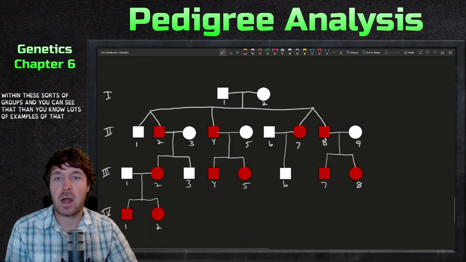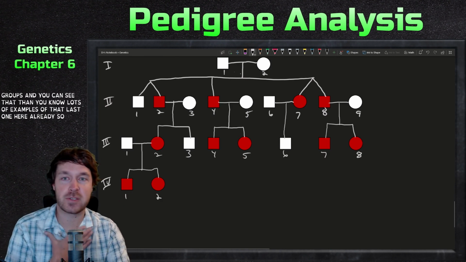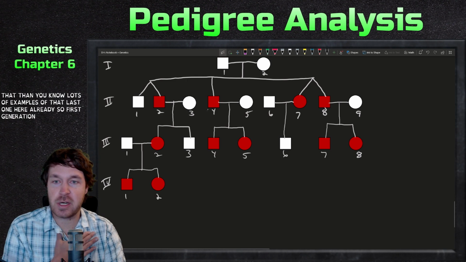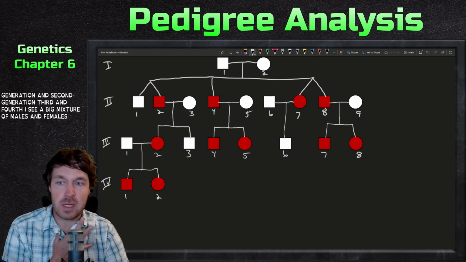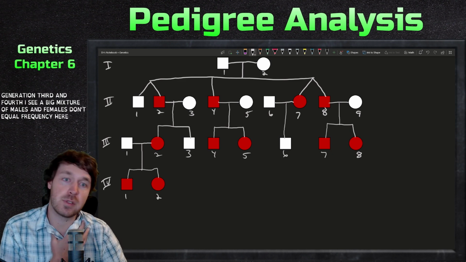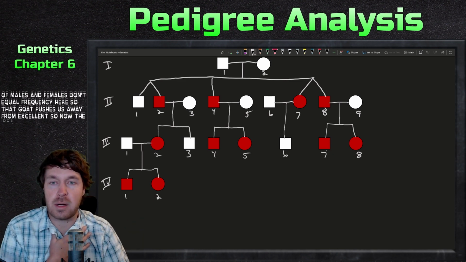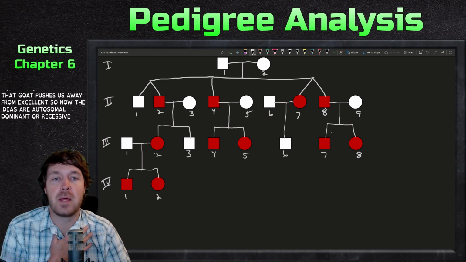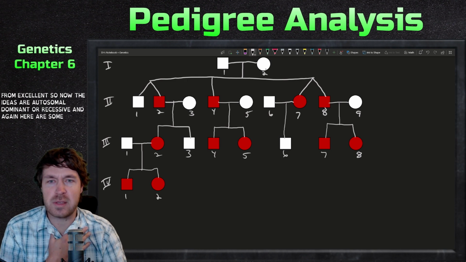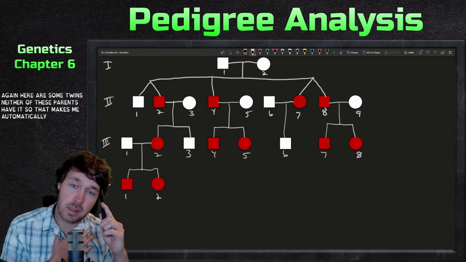All right, last one here. First generation, second generation, third and fourth, I see a big mixture of males and females, so an equal frequency here. So that pushes us away from X-linked. So now the ideas are autosomal dominant or recessive. And again, here are some twins. Neither of these parents have it, so that makes me automatically go autosomal recessive.